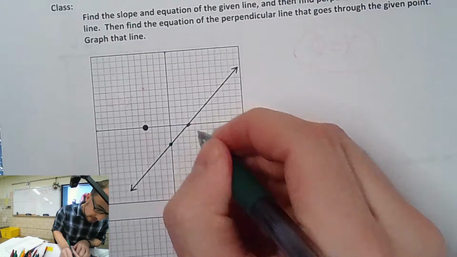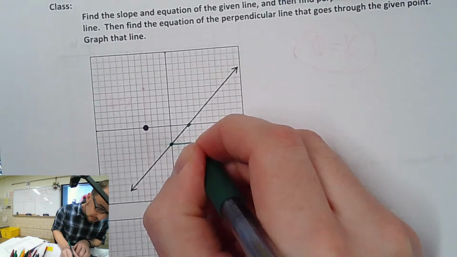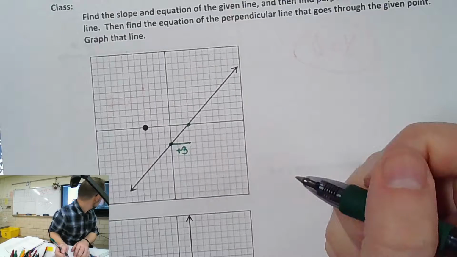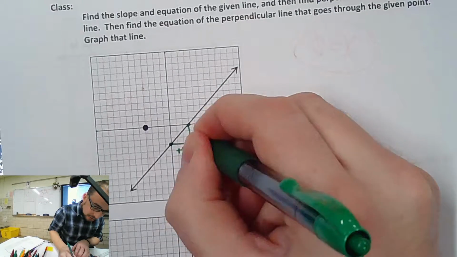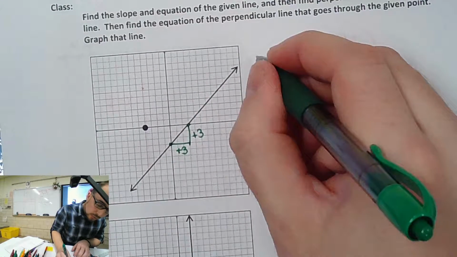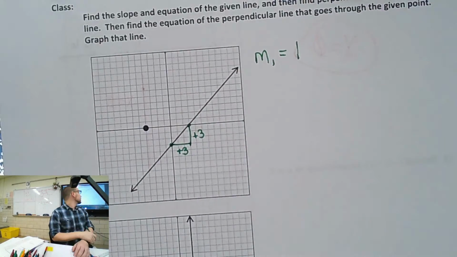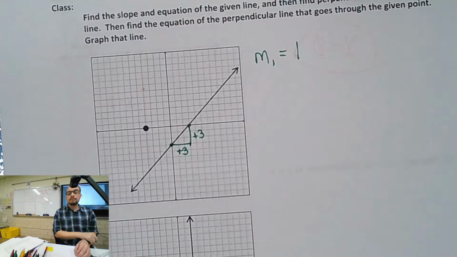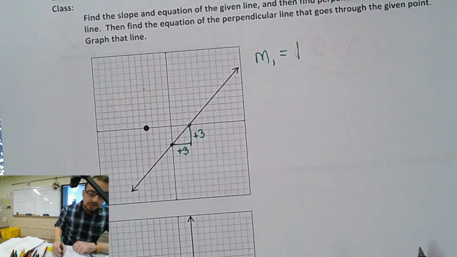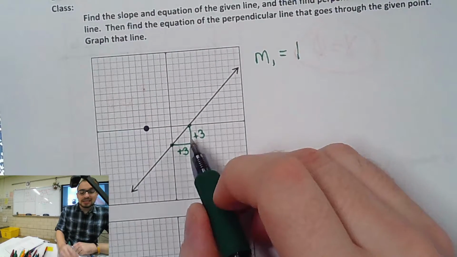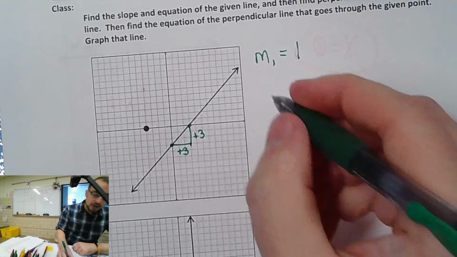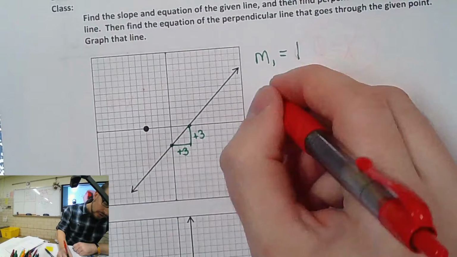I'm going to choose there and there. Looks like we go to the right 3. That's a positive direction, right? And I went up 3, which is also positive. So my slope is 3 over 3, which means our original line has a slope of 1. You dig? So now we know the slope is 1. We want a line that's perpendicular to that, which means our perpendicular slope is going to be what?